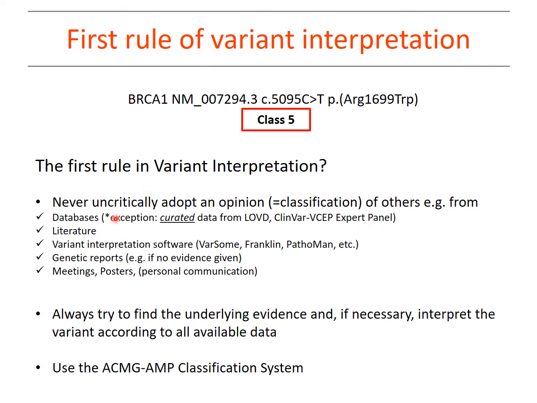Of course, there are exceptions, as I said here, for the databases, and I will show you examples later. There are very well curated data from LOVD or from the VCEPs, the variant curation expert panels at ClinVar. And of course, these variants you can take for granted. These are ultimately classified variants. But for all other things, literature is full of false positives. And I will show you some examples of this. Automatic variant interpretation software tools are good and I use them, but I don't use them uncritically. I always check the codes if this makes sense or not. Okay, this is very important. And of course, you should use the ACMG AMP system, which I will show you in a moment.